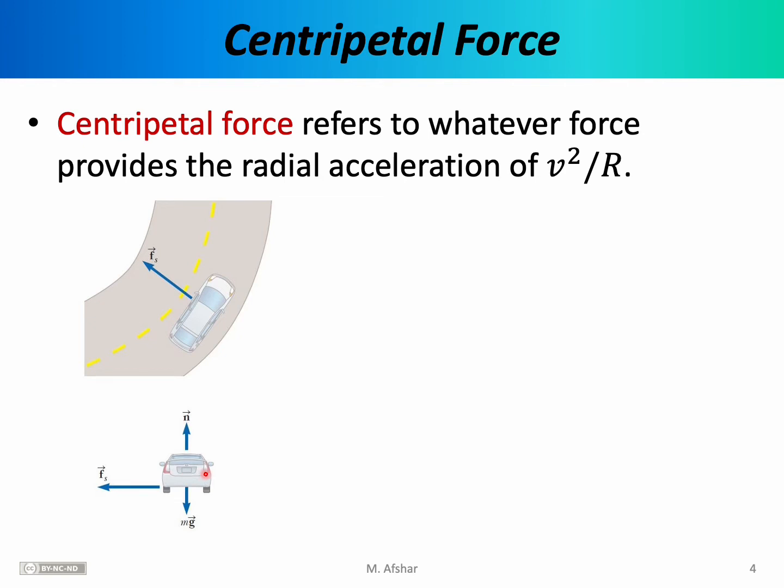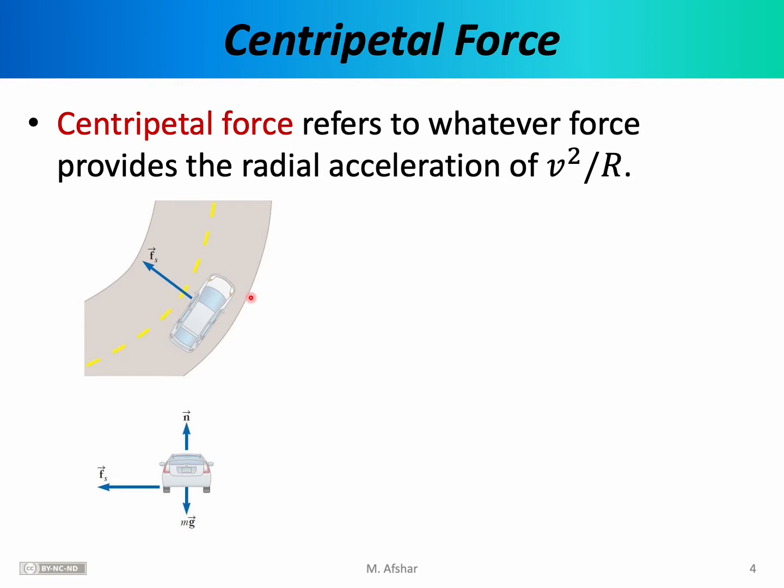The normal force is supporting the car, pushing it upwards, perpendicular to the road. And then the force of friction is pointing sideways towards the center of the circular track, and it is the force of friction that is actually responsible for circular motion. More precisely, it's the force of friction between the road and the tires that provides this acceleration of v squared over r. Without the force of friction, this car would not be able to travel along a circular path.